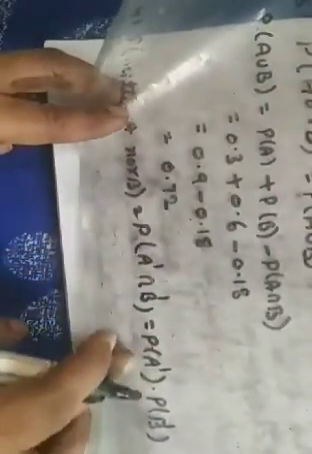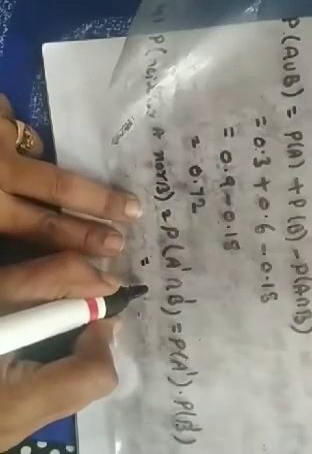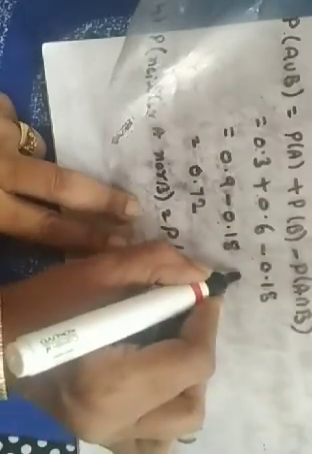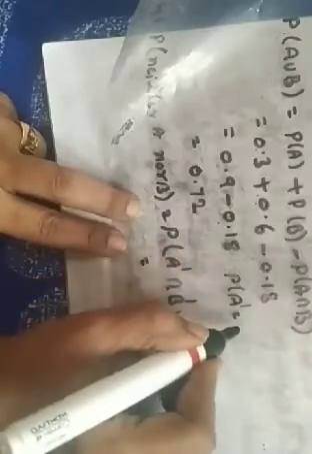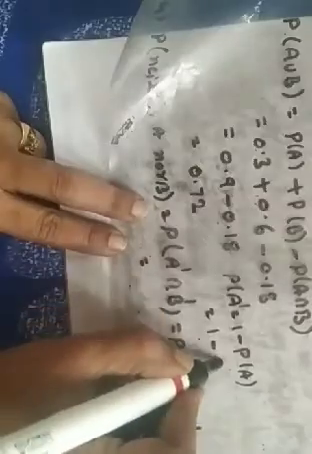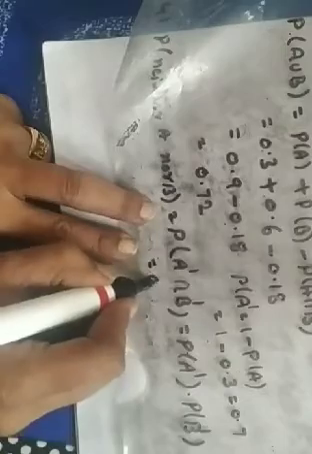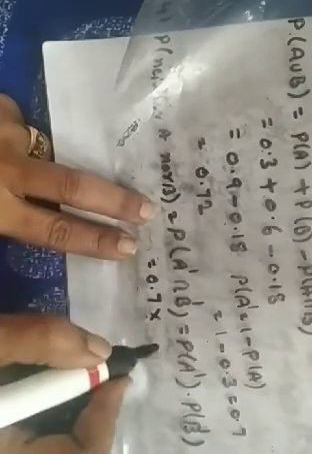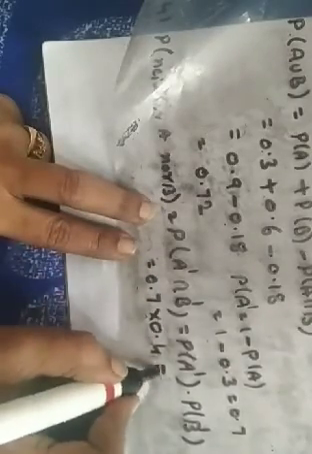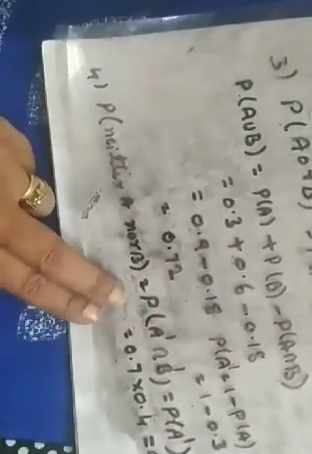Just write down P of A dash into P of B dash. What is P of A dash? We don't know P of A dash, so let's calculate it first. P of A dash is equal to 1 minus P of A, which is 1 minus 0.3, which is 0.7. 0.7 into 0.4 is equal to 0.28, which is the answer for the 11th one. Next, let's move to the 12th question.